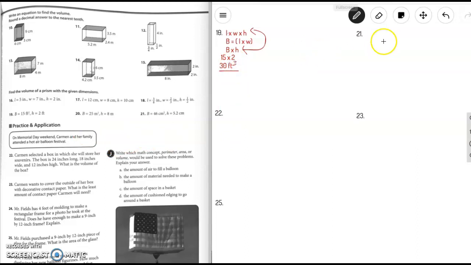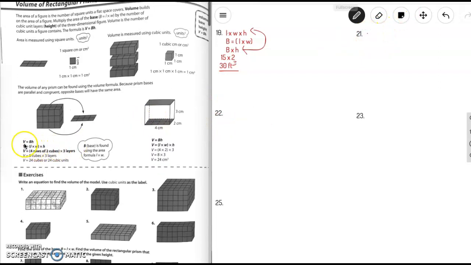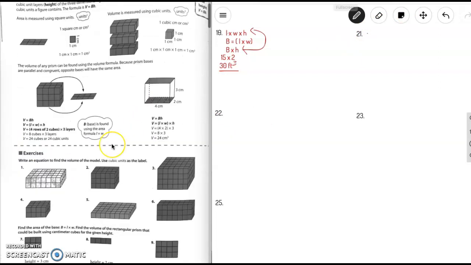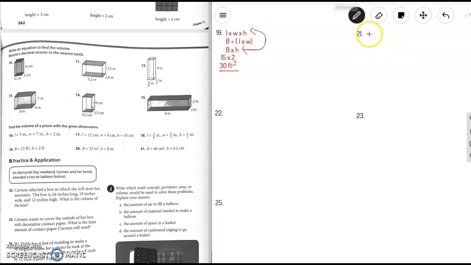And number 21, again, we got the base. Remember, the formula is volume equals base times height. And base is basically length times width, okay? So don't let that confuse you. So that's just simply 46 times 5.2, all right? And that gives us 239.2 centimeters cubed.